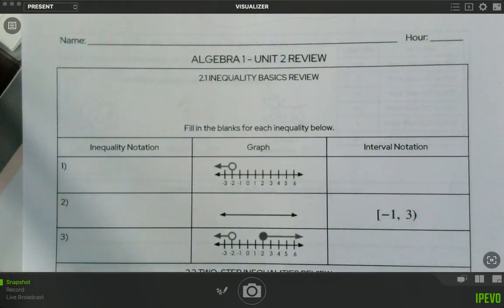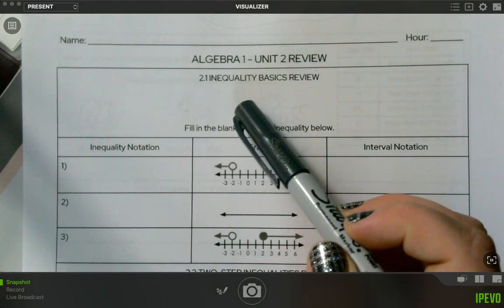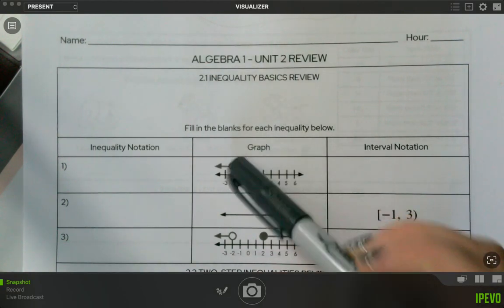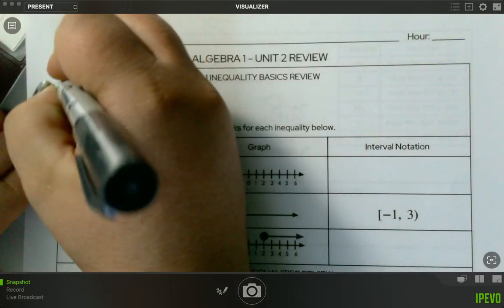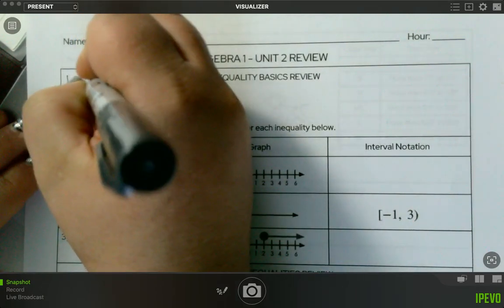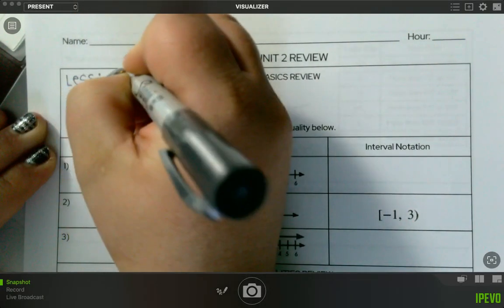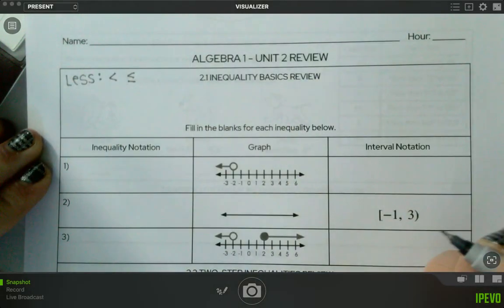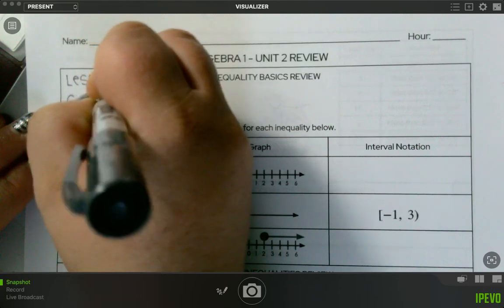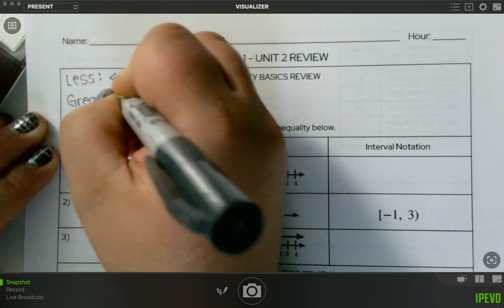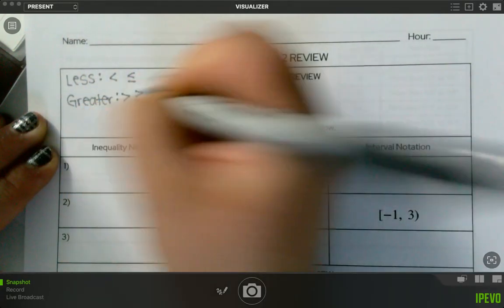What I'm going to do is fill in these little gaps in between the name of the lesson and the problems, just so that everybody has a little bit of a reminder of how this all works. Okay, so up here, I'm going to remind you that less thans are going to the left like this, and greater thans go to the right like this.